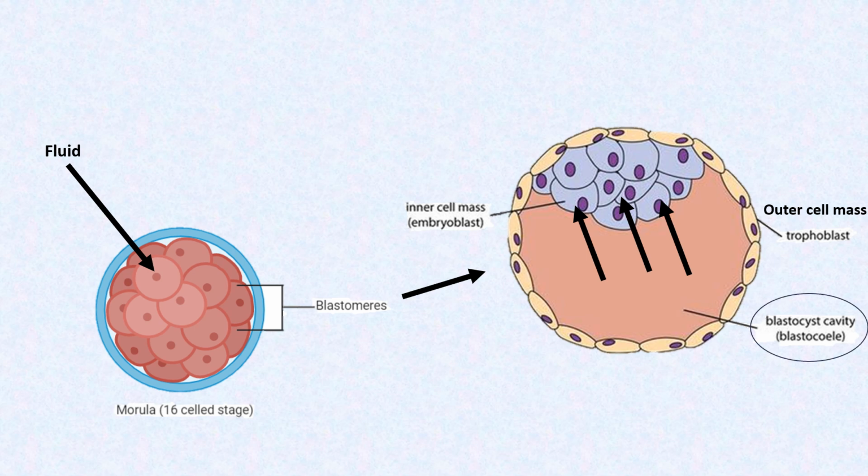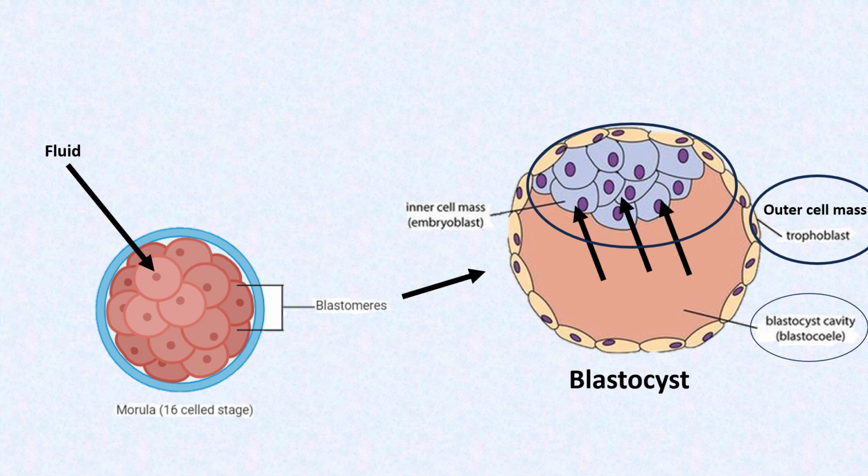The fluid causes the blastomeres to separate into two parts. The first part is the outer cell layer, called the trophoblast, which becomes the fetal part of the placenta. The second part is the inner cell mass, called the embryoblast, which becomes the embryo. The entire structure is now called a blastocyst and begins to expand. The enlargement of the blastocyst, enzymes from the sperm, and the secretions in the uterus begin to degrade the zona pellucida.